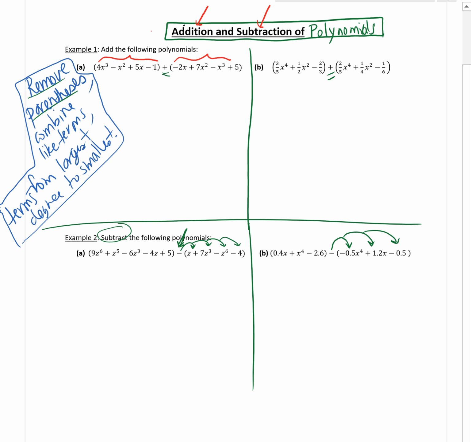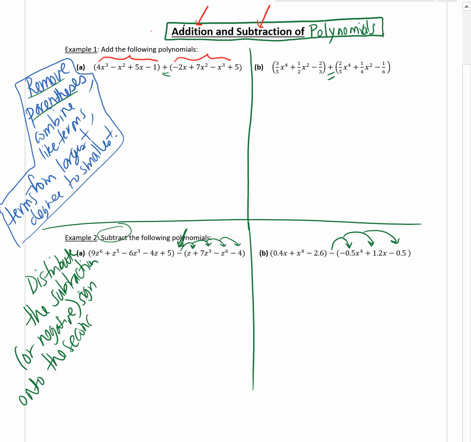You remove parentheses. If you're adding 2 polynomials, it's no problem, just remove them. But if you're subtracting, you got to remember to distribute the subtraction sign, or you can think of it as a negative sign, onto the second polynomial. And just remember, you have to put it on all terms. All of them. So be a little careful on that. Okay. Alright, but we'll start with example 1.